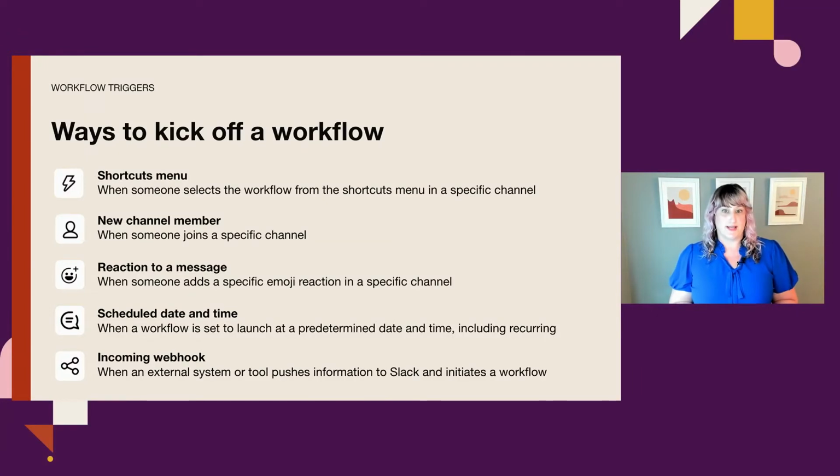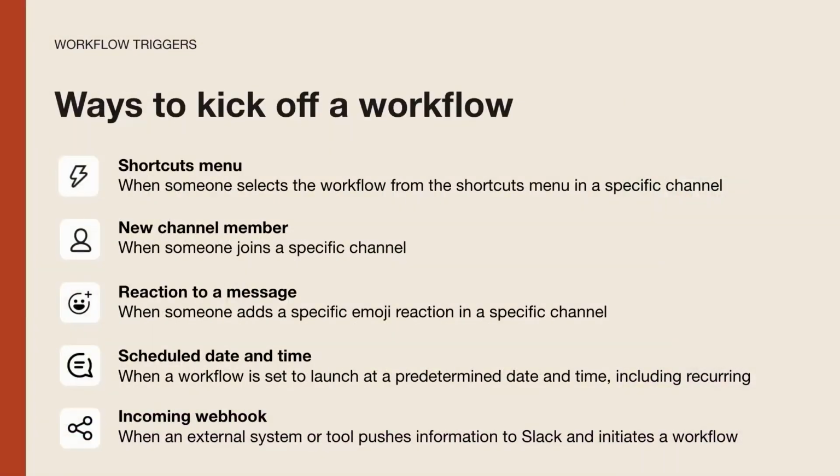First up, the shortcuts menu. In the message composer in Slack, there's a lightning bolt icon. Users click the icon to open the shortcut menu, and they'll see your workflow. I use the shortcut menu trigger for things like help request channels. Next, there's the new channel member trigger. It sounds a lot like what it is. When someone joins a channel, you can trigger the workflow to take action, like send a message to them to let them know the context of the project or the channel that they've joined.